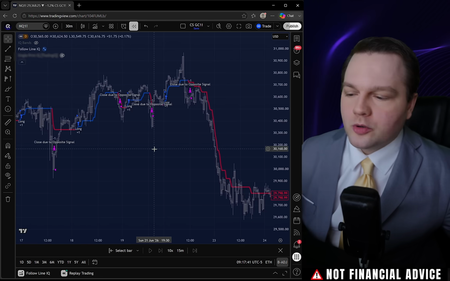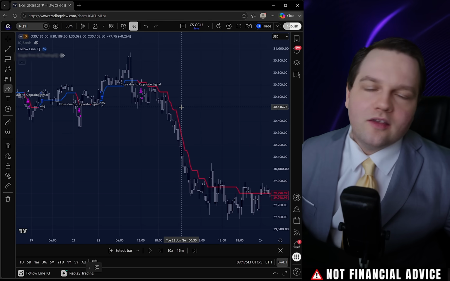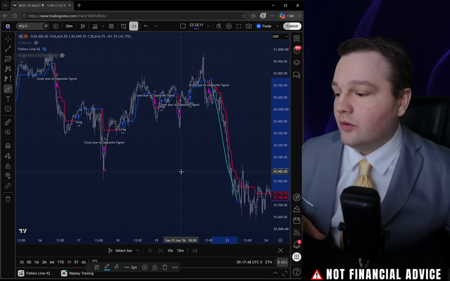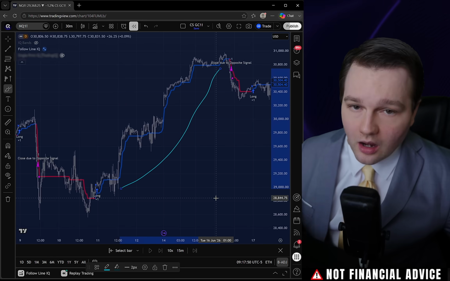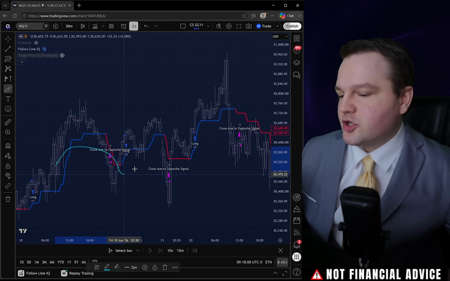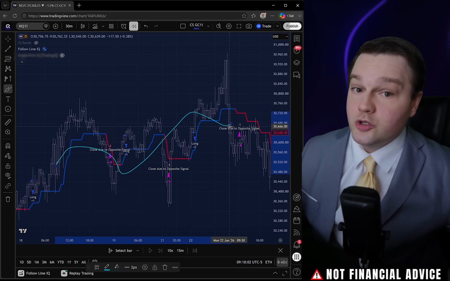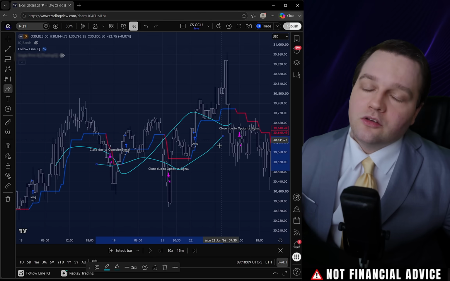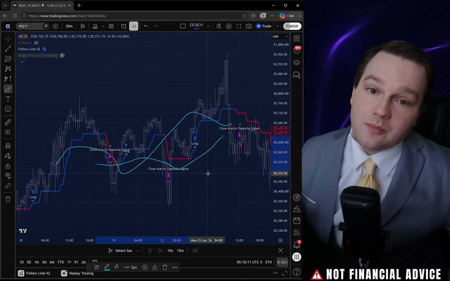Now, with these Supertrend-like indicators, they always look so beautiful when price is actually moving significantly down or significantly up. As soon as you get choppy price action like this, which is the majority of the time, these trend detection and following based indicators tend to fall apart a bit. So you always have to keep an eye on that.